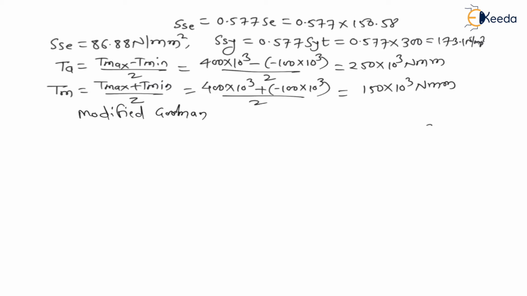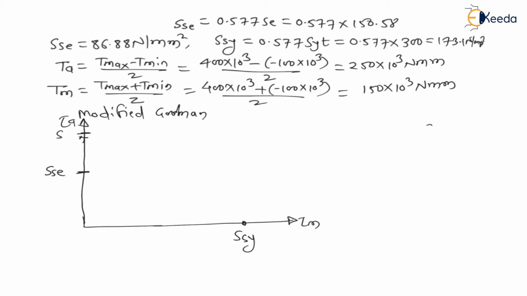If I draw the modified Goodman diagram, the shear stress amplitude will be on the y-axis and the mean shear stress on the x-axis, right? With the shear stress amplitude there will be an endurance strength in shear, right? And here we have to plot one line SSY, the shear yield line. We have to consider one yield line between SSY and SSY and join these lines. This is the yield line, and in this yield line from SSE we have to draw a horizontal line.